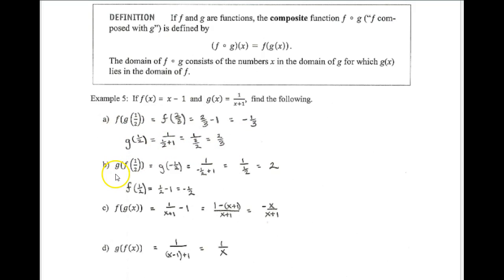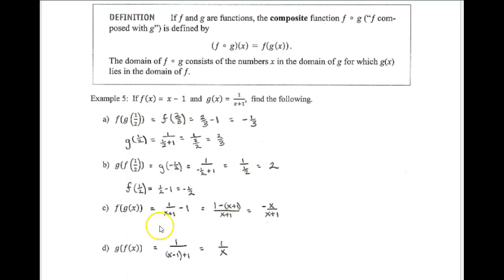Now if I want to look at g of f of 1/2, I first have to look at f of a half. So plugging in 1/2 into x for f, I get 1/2 minus 1, which is equal to minus 1/2. That means g of f of 1/2 is the same thing as g of minus 1/2 because f of 1/2 was minus 1/2. So 1 over minus 1/2 plus 1 is 1 over 1/2, which is 2.